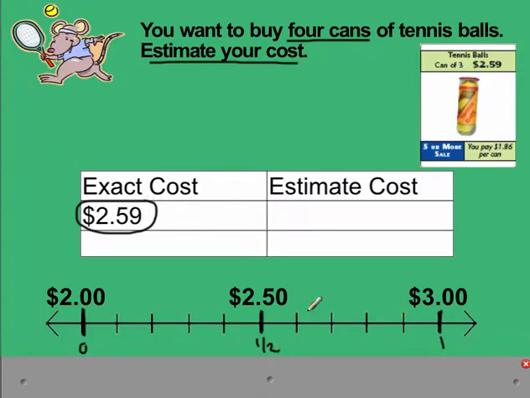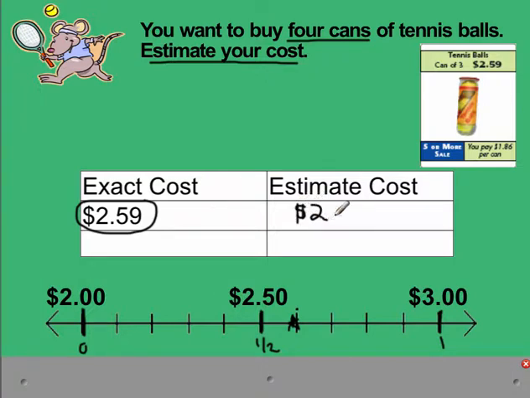So I'm thinking, where on the number line would $2.59 be? I want a nice even number, and I want to work with either $2, $2.50, or $3. Well, if this is 60 cents right here, we know that $2.59 is going to be right about here. So is that closer to $2.50? I'll put my little star here. Is that closer to $2.50 or $3? I would definitely say that it's closer to $2.50.